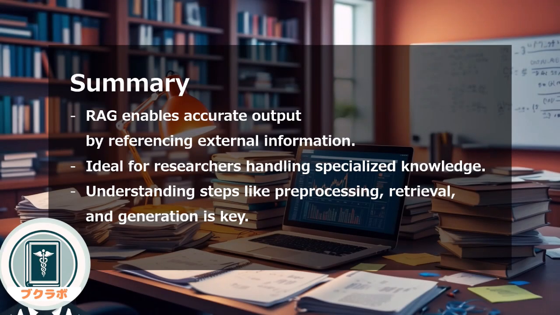Here is a summary. RAG is a system that incorporates external information into large language models to achieve high precision output. It's an ideal tool for researchers dealing with specialized knowledge. Results vary greatly depending on the pre-processing, extraction, prioritization, and generation processes. So understanding these processes is important for choosing better tools.